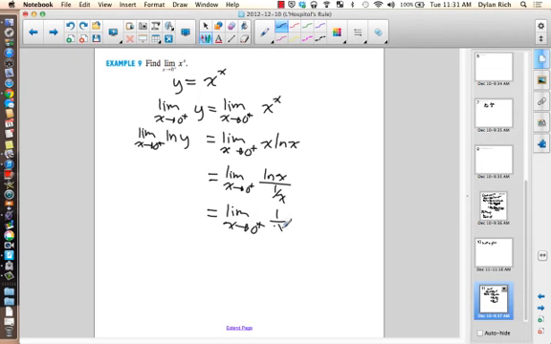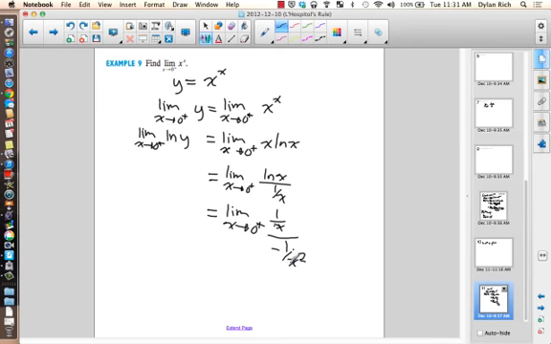So take the derivative, I get 1 over x for the top part. Can you guys take the derivative of the bottom fast? Negative 1 over x squared. Good job. Okay, well, I've got infinity over infinity again.